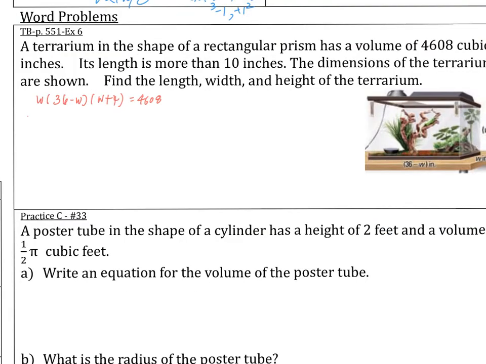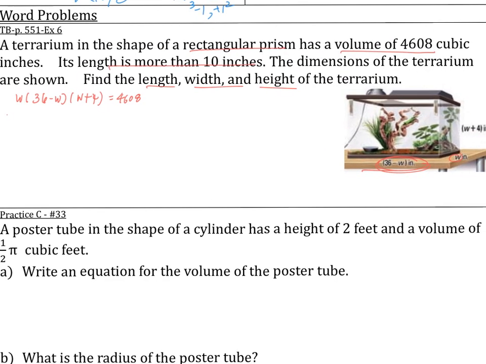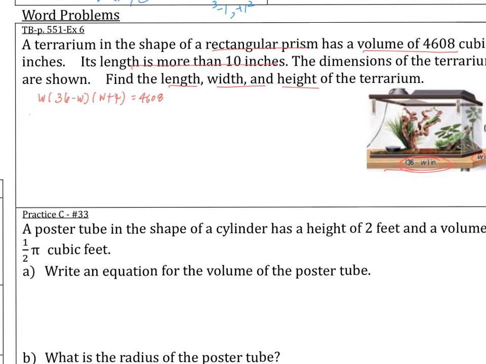Okay, word problems. A terrarium in the shape of a rectangular prism has a volume of 4,608 cubic inches. Its length is more than 10 inches, so we need to keep that in mind. The dimensions of the terrarium are shown. Find the length, width, and height of the terrarium. So I set up this equation here for you. I took the length, the width, and the height, which is w plus 4 on your notes. Okay? And I set it equal to 4,608.